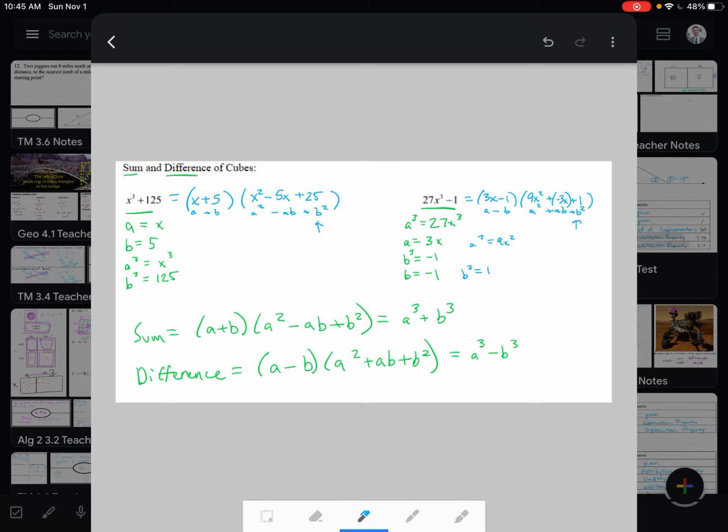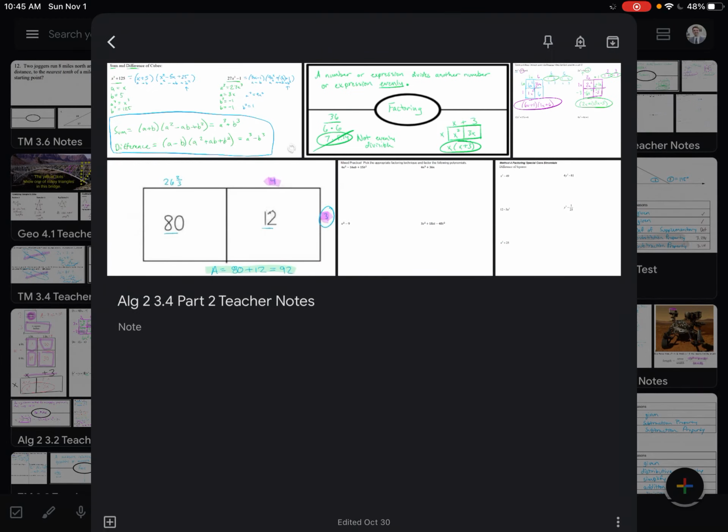So really your challenge on the sum and difference of cubes is to identify what is a and what is b, and then correctly plug that into these formulas that we have down here on the bottom. So that's honestly, I would say, the hardest part: making sure, like in that second example, that we're taking the cube root of 27x to the third correctly to get 3x. So that would be a point of emphasis, and other than that, we're more or less just plugging in some numbers here.